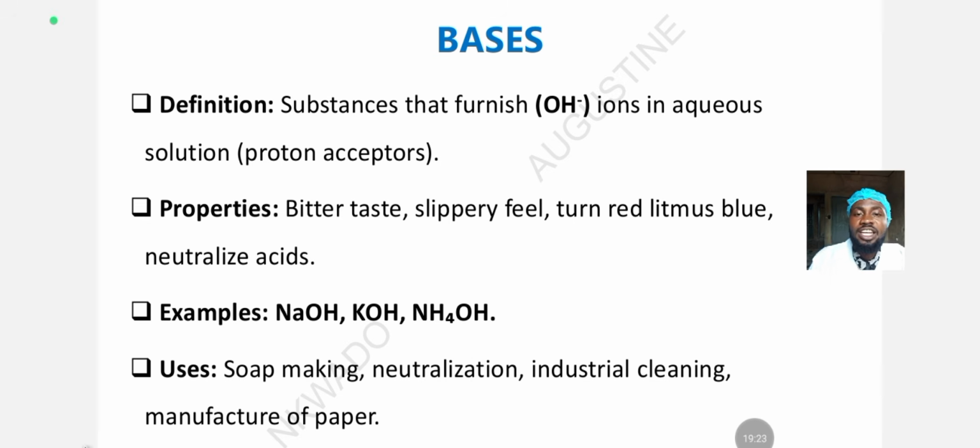So it's used as a cleaning agent industrially, and it's used in the manufacture of paper. So if they ask you what's the industrial use of alkalis or bases, you can say what? In cleaning, in the manufacture of paper. It can also be used in the manufacture of salt industrially through neutralization reaction, and so on and so forth.